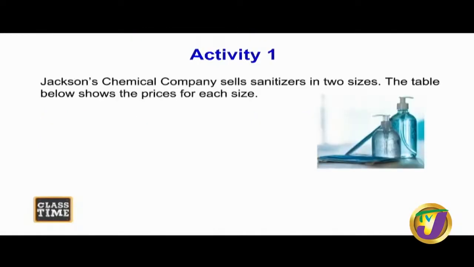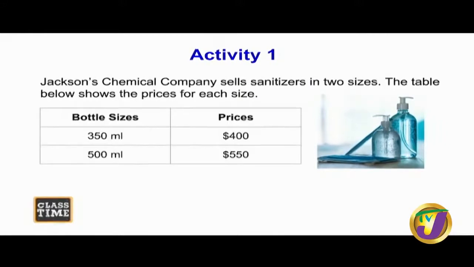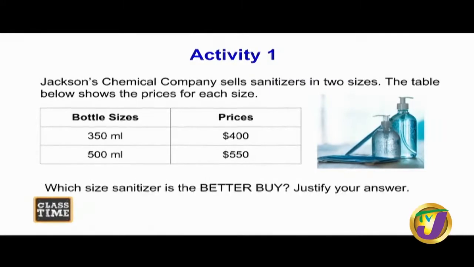Jackson's Chemical Company sells sanitizers in 2 sizes, and we know we cannot have enough of this. The table below shows the prices for each size. There's a 350 milliliter for $400, and a 500 milliliter for $550. We need to determine which size sanitizer is the better buy, and we need to justify our response.